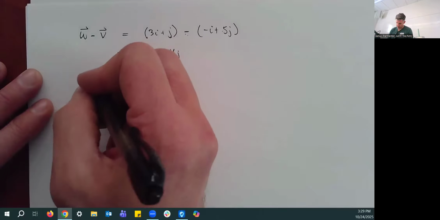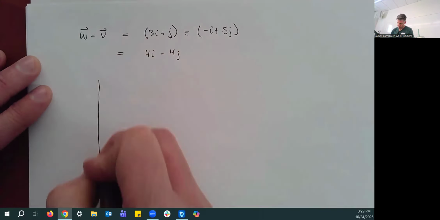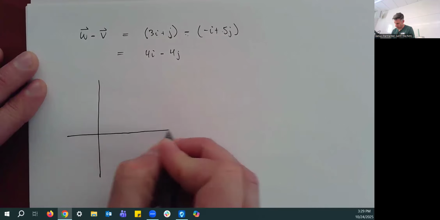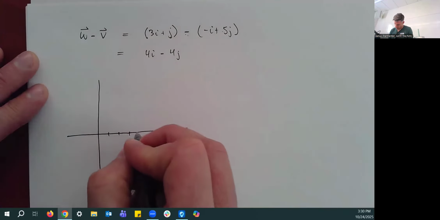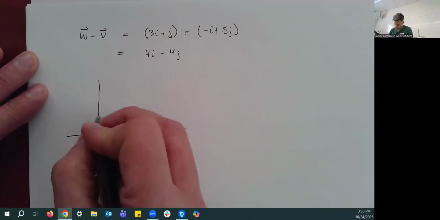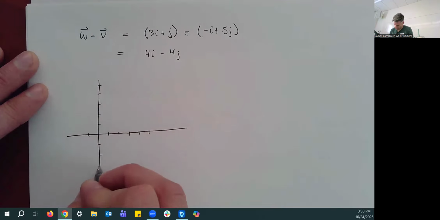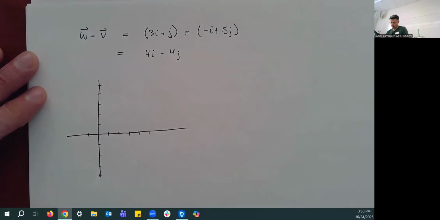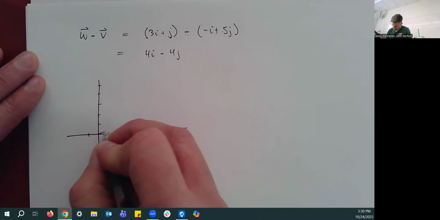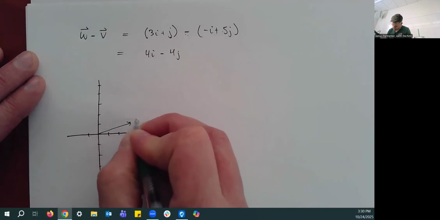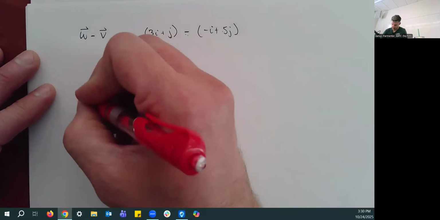So I'm still going to draw the same vectors. I could almost fit it in there. No, don't do it. Resist temptation. So, 1, 2, 3, 4, 5. 1, 2, 3, 4, 5. Okay, cool. So let's see here. Here's W again, over 3 and up 1. And here's V again, left 1 and up 5.